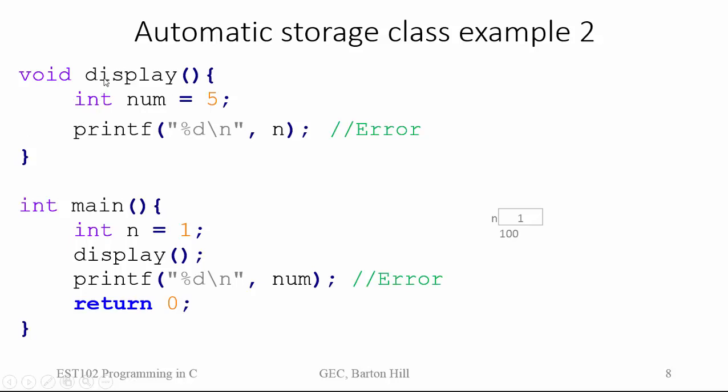Okay, so when control comes here, this statement is executed, so memory is allocated for num and 5 is stored there. And after that we are trying to print n. n is alive, but n doesn't have any scope here, so it will show an error.